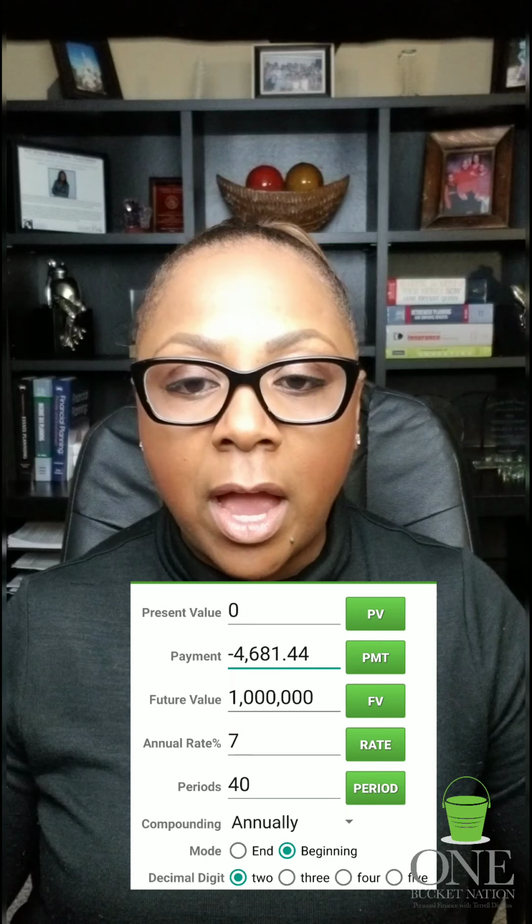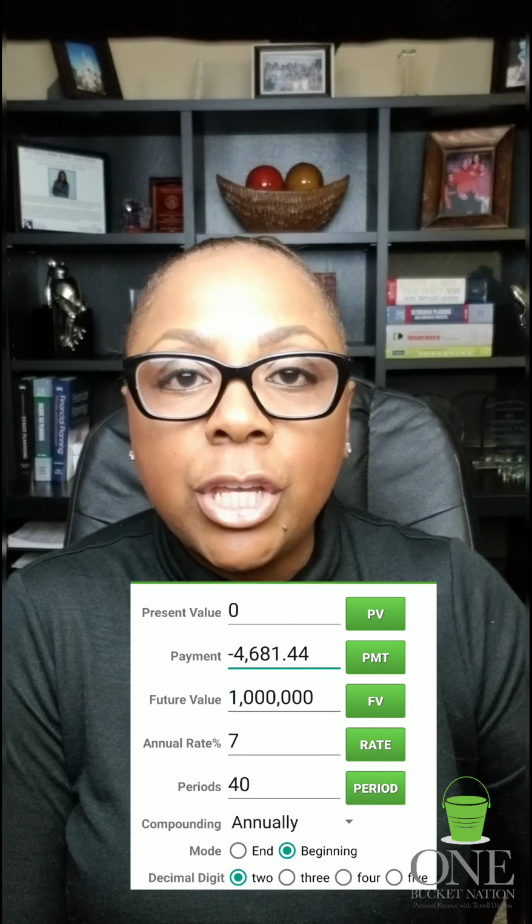In this example with Sally, if she started today at the age of 25 and her goal is to get to $1 million by the time she's 65 years old, and she starts with zero, her present value is zero, meaning she has no money, then she will only need to save up a little over $4,600 per year at a 7% rate of return in order for her to get to $1 million.